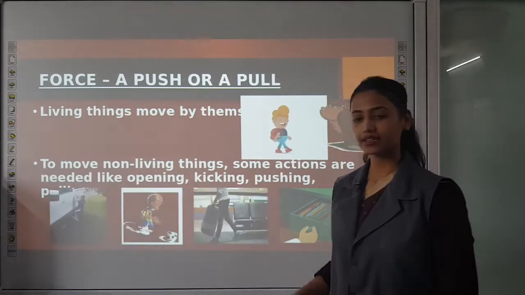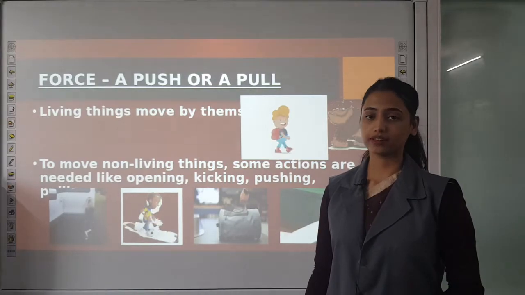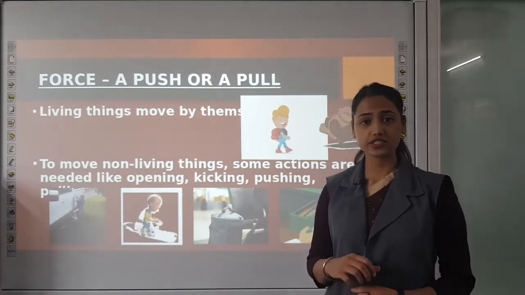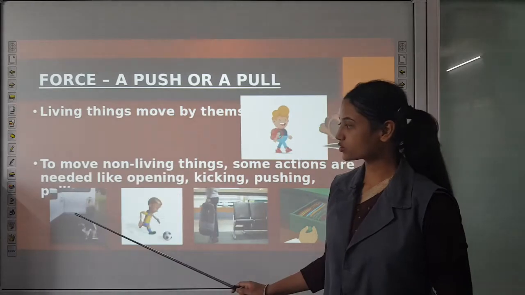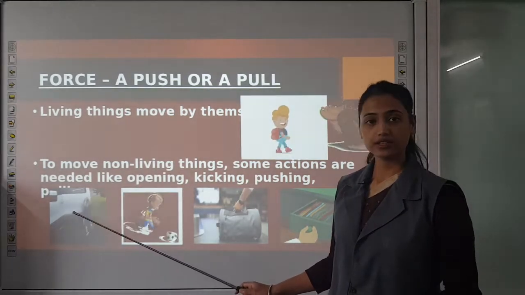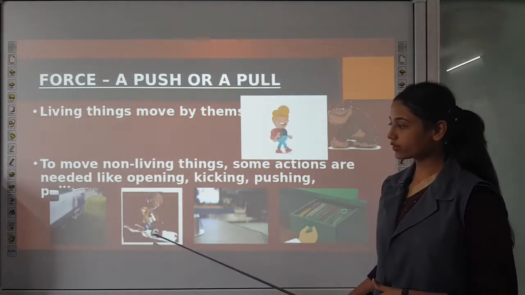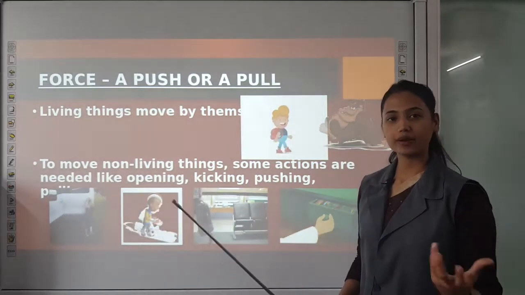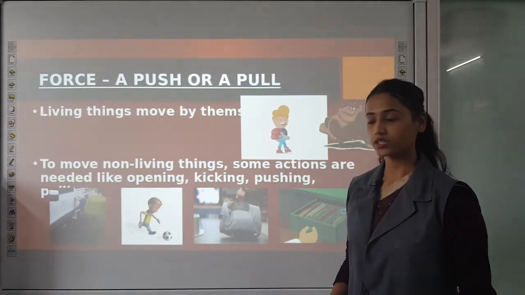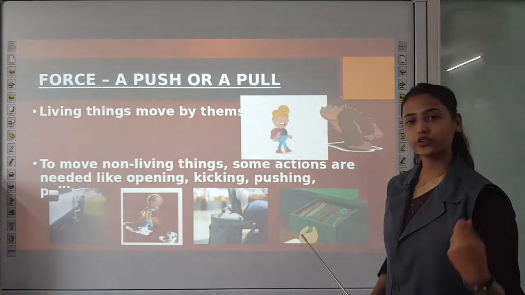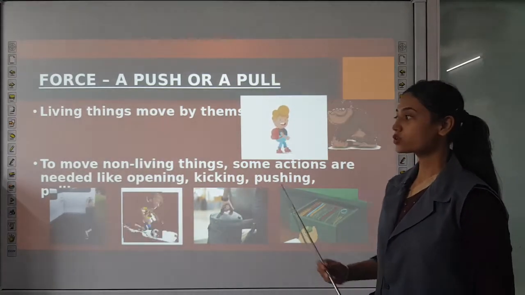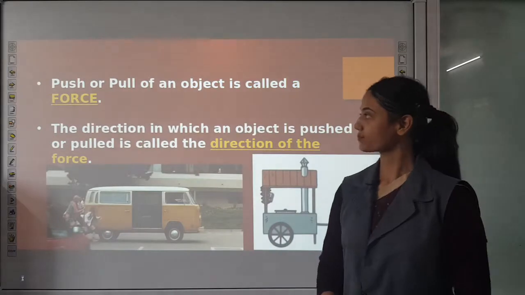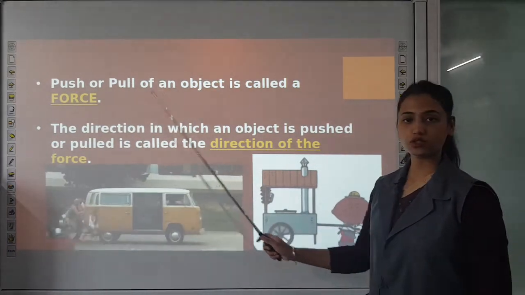But in case of non-living things, some actions are required to be done. For opening any jar or your water bottle, what do you do? You apply an external action, that is force. Like this kid, he is opening the door of a car, means he is applying an action. For moving this football, what is he doing? This kid is kicking the ball. To lift up your school bag, again you need some action. To pull or open a drawer, again some action is required. So, all these actions, this pushing or pulling, is known as force. So, push or pull of an object is called a force.